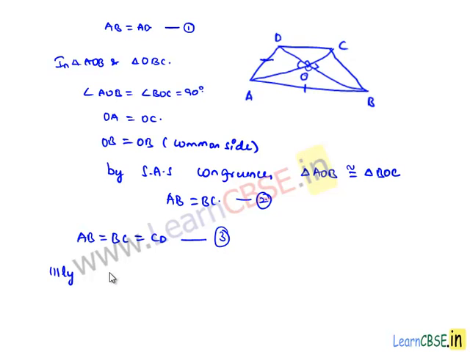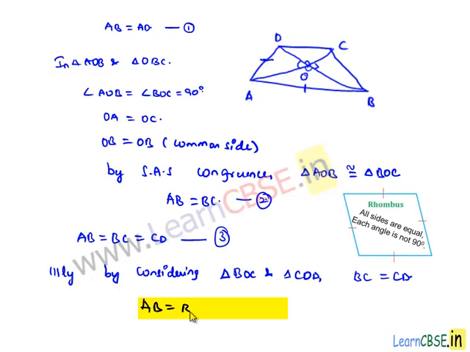Similarly, by considering triangle BOC and triangle COD and getting the congruence, and applying the concept that two congruent triangles have corresponding sides equal and angles equal, we can say BC will be equal to CD. So finally we can say that AB is equal to BC is equal to CD is equal to DA. Therefore we got the first proof that all the sides of the quadrilateral are equal and the diagonals bisect each other perpendicularly. So we can say ABCD is a rhombus.